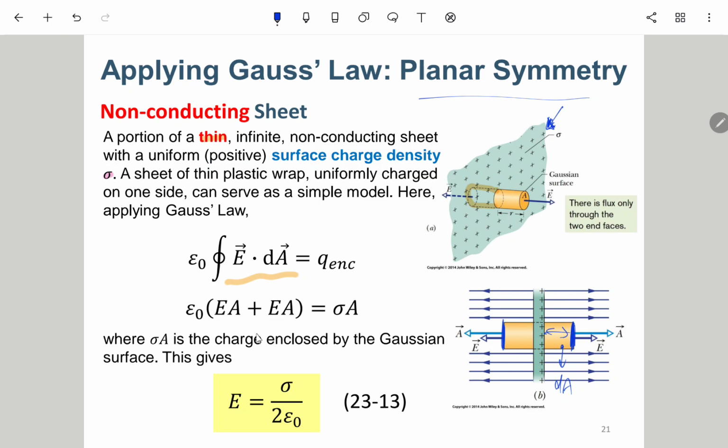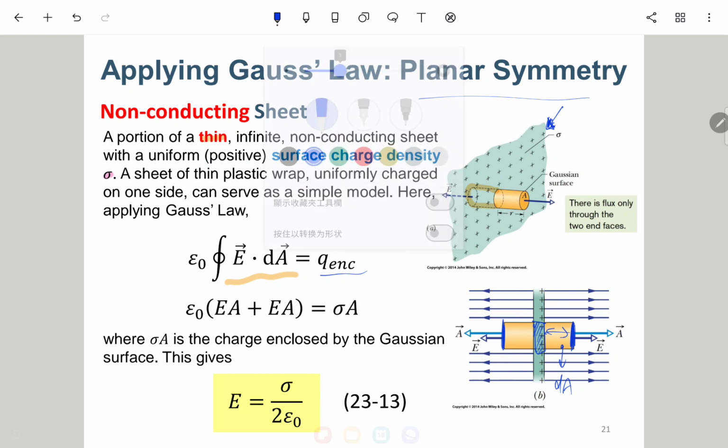So we have EA plus EA for this surface integral, and on the right side, the Q enclosed actually includes the charge here. Of course it is thin, so it is like sigma times the cross-section area, sigma times capital A.